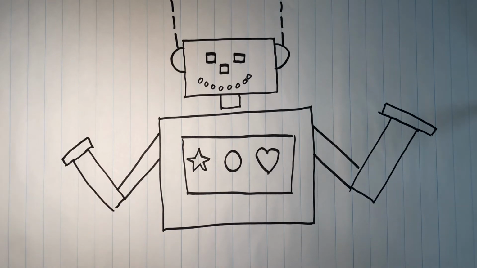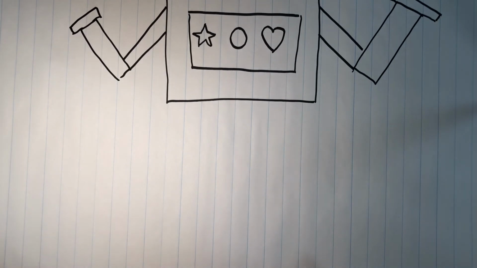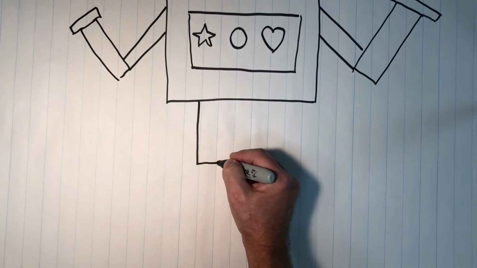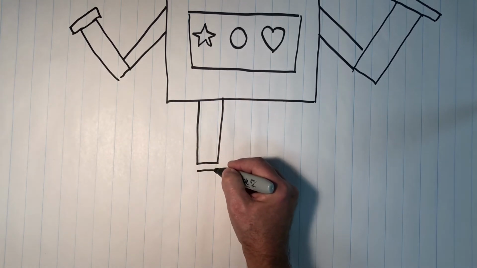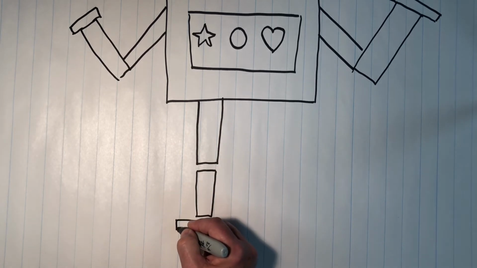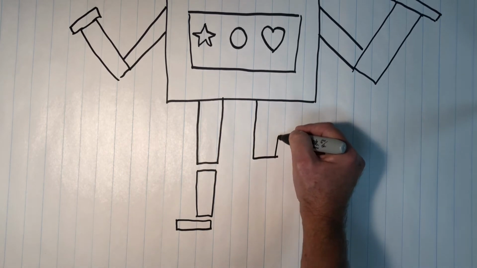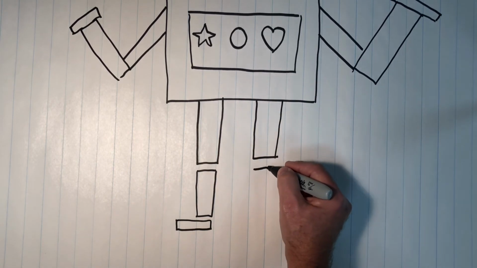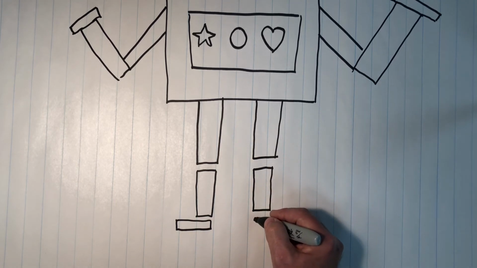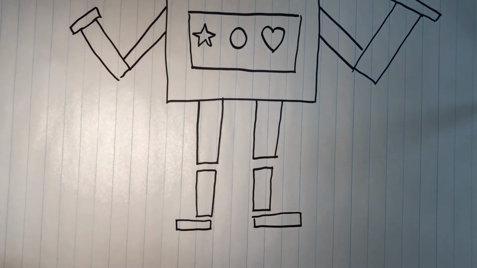Now I've got to put legs on my robot. I got to scoop my paper up. So I'm going to use rectangle legs, and I'm going to make 2 sections for the leg, and then a long rectangle for the foot. Another leg, which is just a rectangle. A second part of the leg, which is another rectangle, and then a long rectangle for the foot.